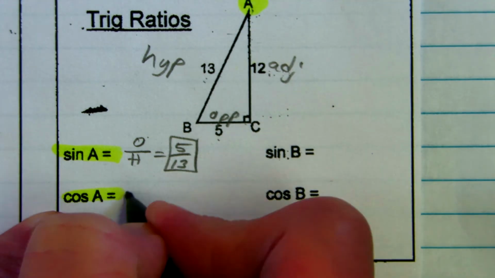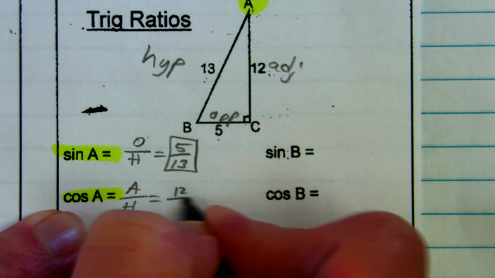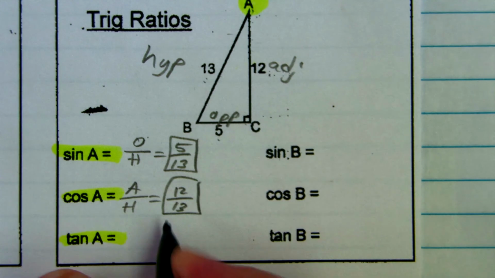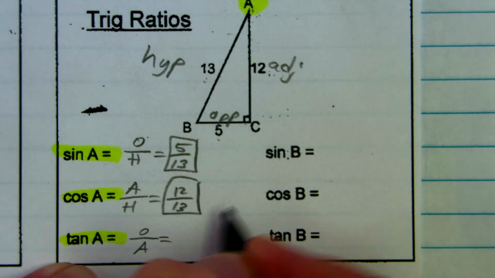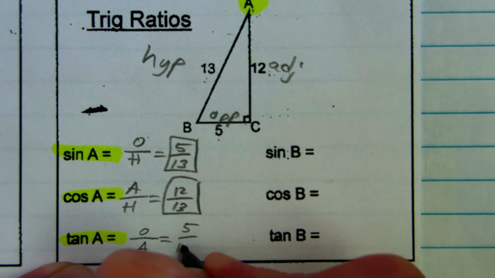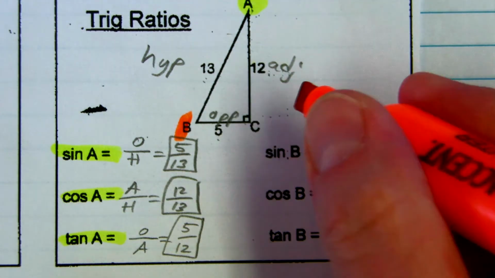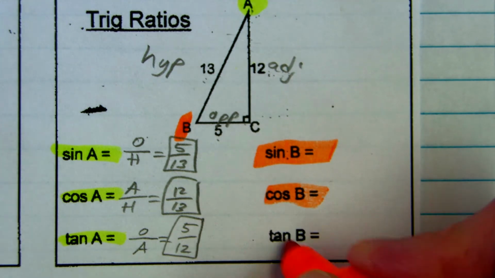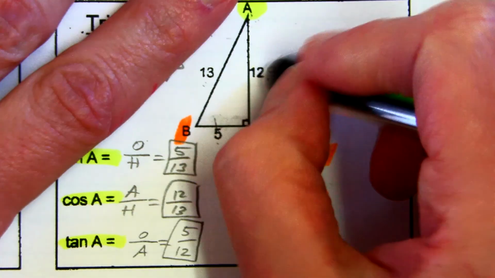Cosine is adjacent over hypotenuse, and so that will be 12 over 13. And then tangent is opposite over adjacent, which is going to be 5 over 12. Now, if you're clever and you have to do all of these anyway, you could switch these around to do the other 3, but I'm going to go through the process because when we get below, we're not going to do all of these every time. So you need to know, well, how do I decide what's what?